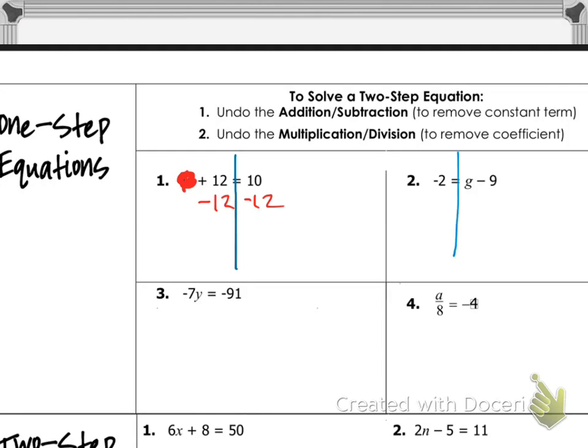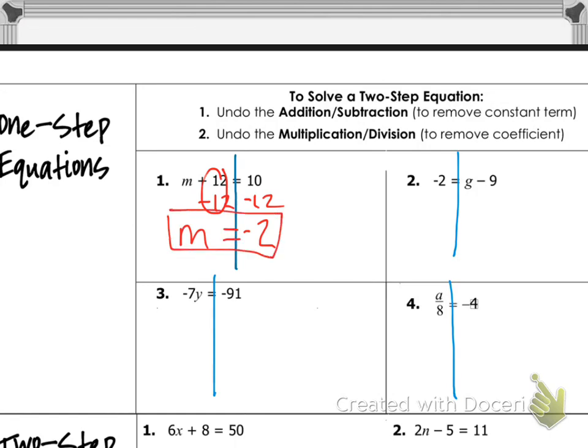That way I can keep the color the same. Alright, so we have 10 minus 12, which is negative 2. This 0 pairs out. And now I'm going to erase my little note card. Okay, so I'm imagining there's a note card. And so when I get m by itself, that is my answer. M equals negative 2.